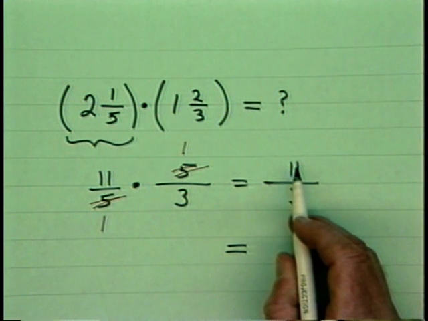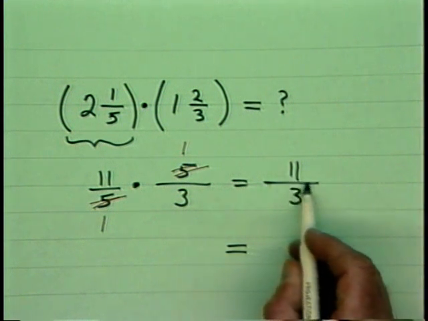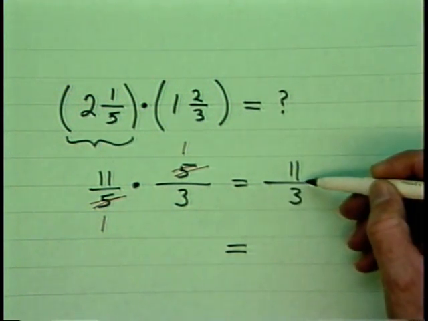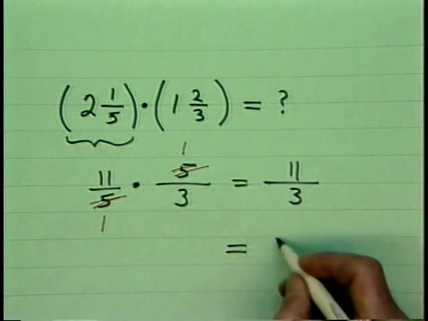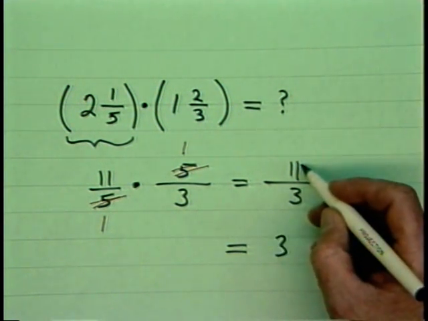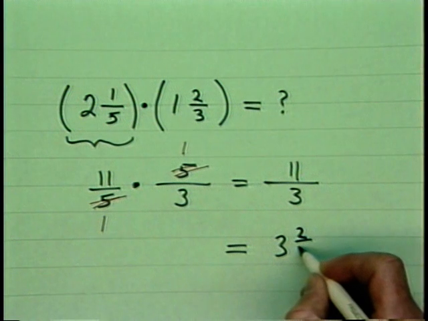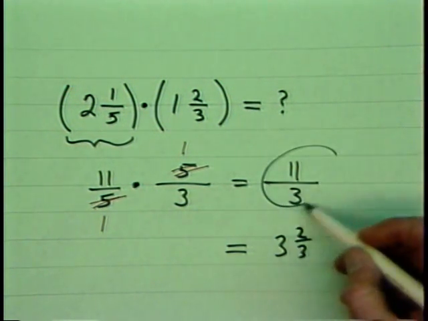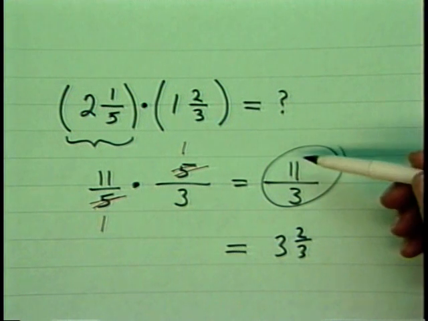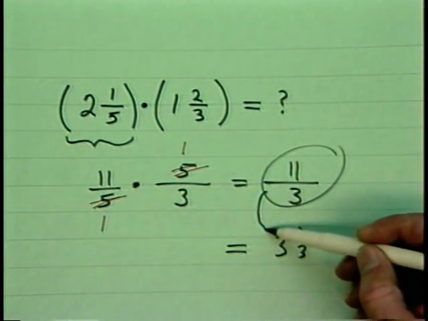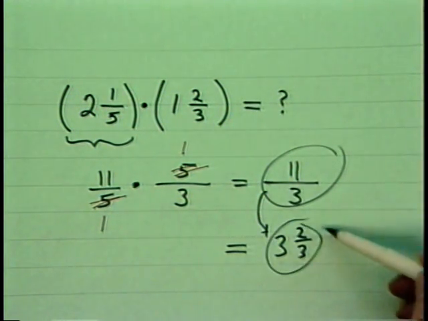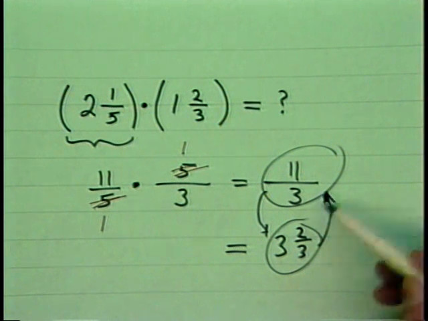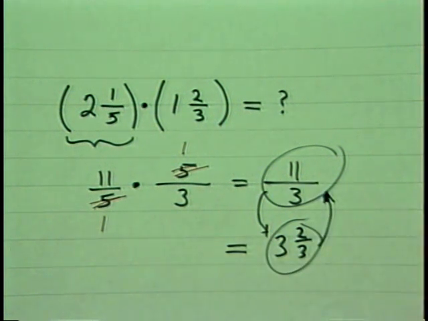So 3 goes into 11. Remember, this means divided by, so 11 divided by 3 is 3, and the remainder is 2 over the divisor 3. And again, we will assume from here on out that simple fractions like this you can change to the mixed number counterpart or back again very quickly, comfortably, and mentally.